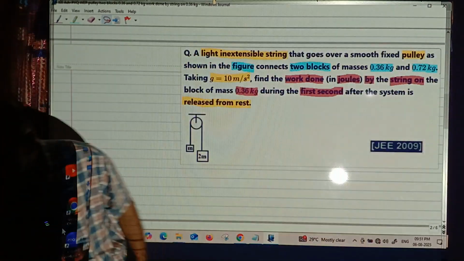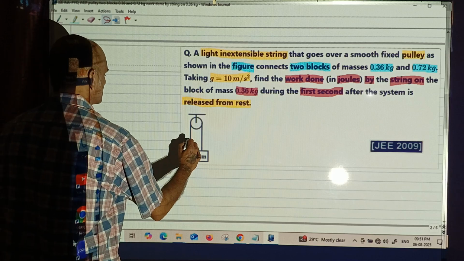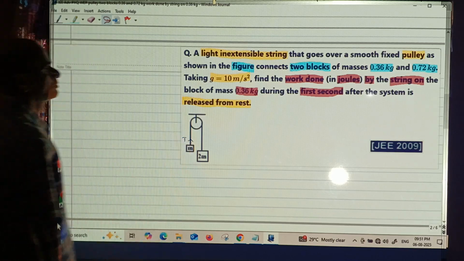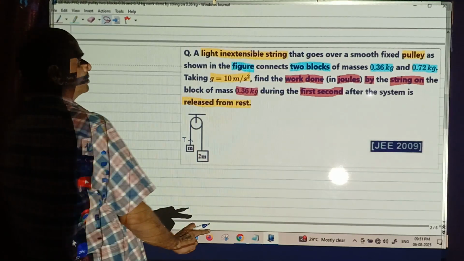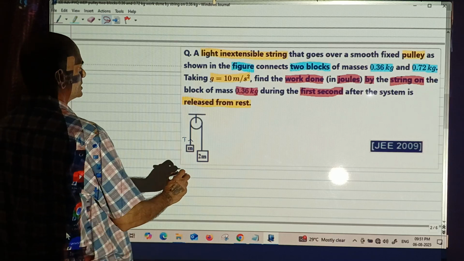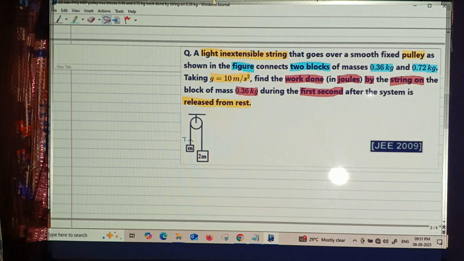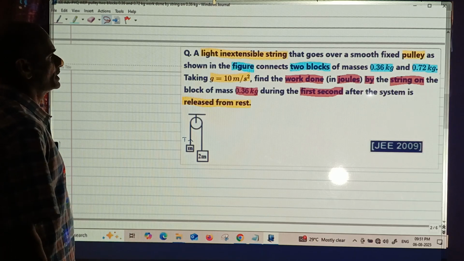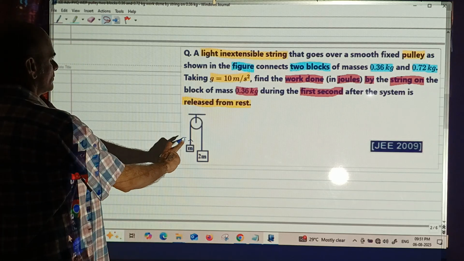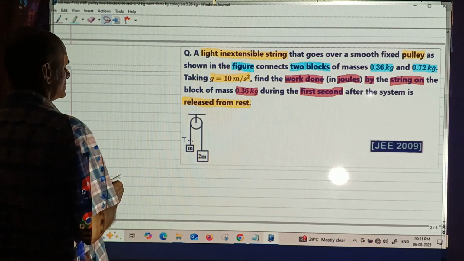The work done by the string on the block is basically the work done by the tension force. Two blocks of mass 0.36 and 0.72. So the lower mass is this one, which is 0.36. So you have to find the work done by the string on this mass m during the first second. First second means from time t equal to 0 to t equal to 1 second. So first we have to get the value of the force, which is the tension force. So for that we have to draw the free body diagram of this small mass m.